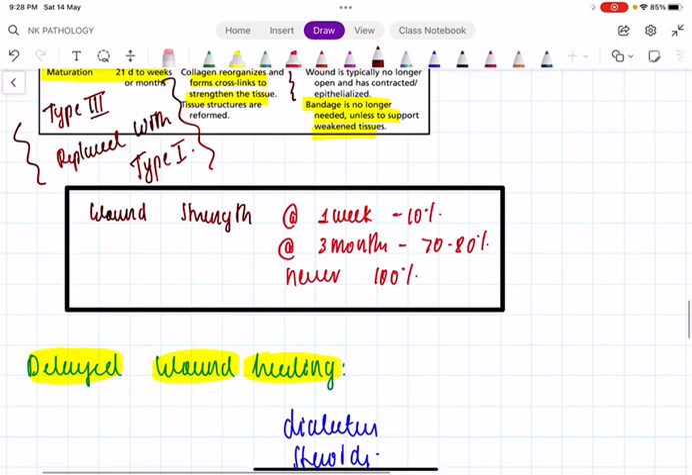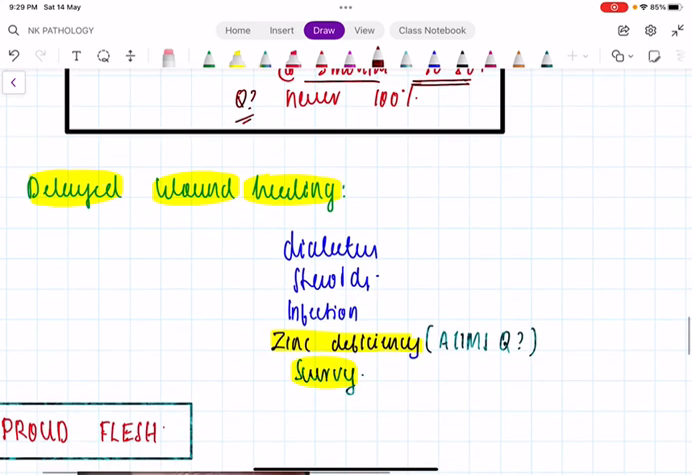Then we have an important question, wound strength. At 1 week it will be 10%, at 3 months it will be 70 to 80%, and the most important point here: the wound strength will never attain 100%. What are some of the conditions in which there will be delayed wound healing? Diabetes, an immunocompromised state, steroids, infection. And here comes a question which has been asked in AIIMS: zinc deficiency. In zinc deficiency also there will be delayed wound healing.